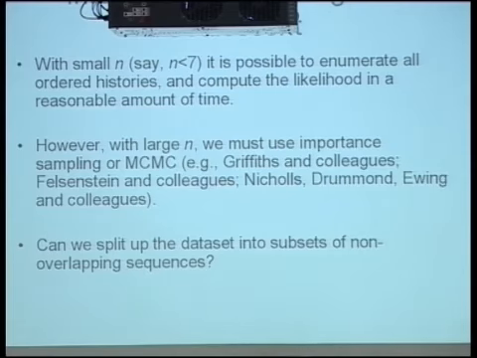So what do people do? Well, with large n, they use importance sampling, they use MCMC. And several people have done this. Most people have done this. Everyone has done this. Okay.